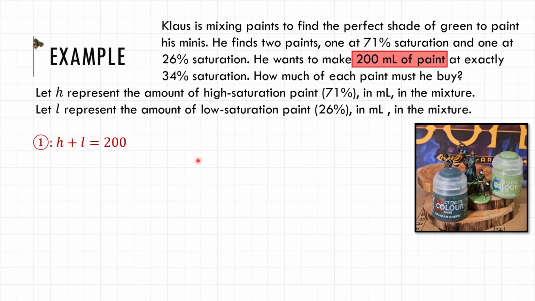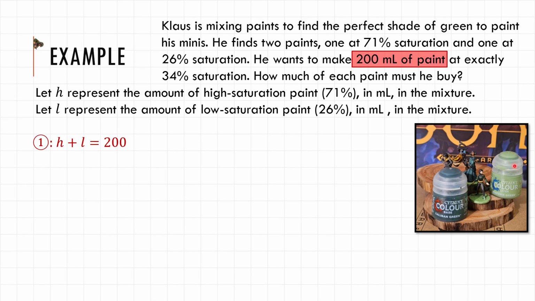Now, what about the other equation? And this one is pretty difficult to come up with if you've never seen a problem like this done before. It sort of involves recognizing that there's an amount of green dye in each of these paints. So if we take the amount of high saturation paint and multiply it by 0.71, which is 71% as a decimal, we'll get an idea of how much green dye is being mixed inside here.